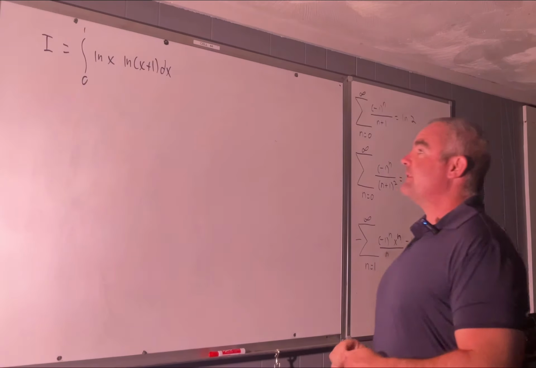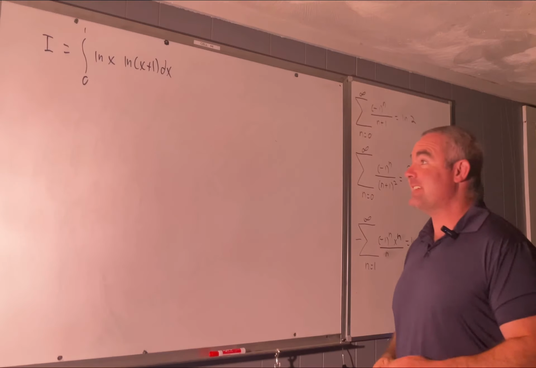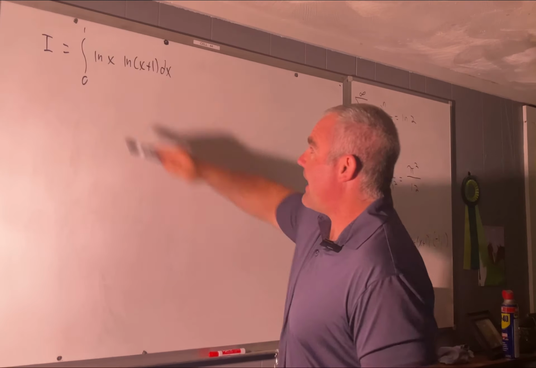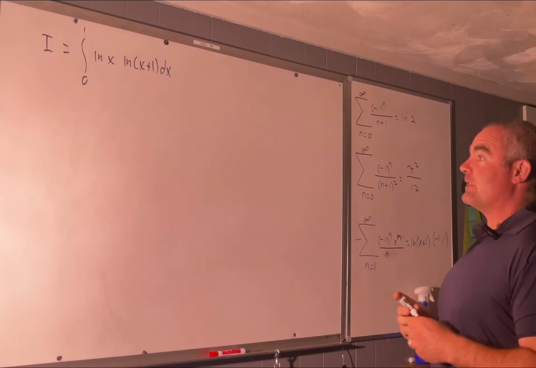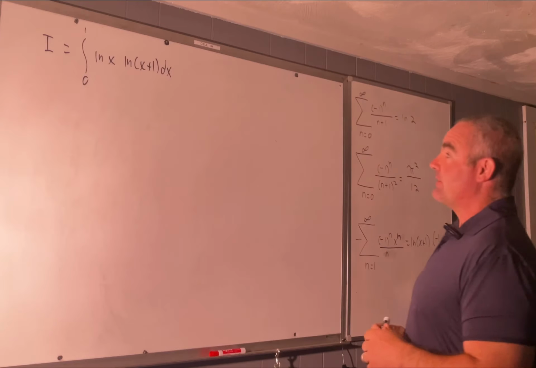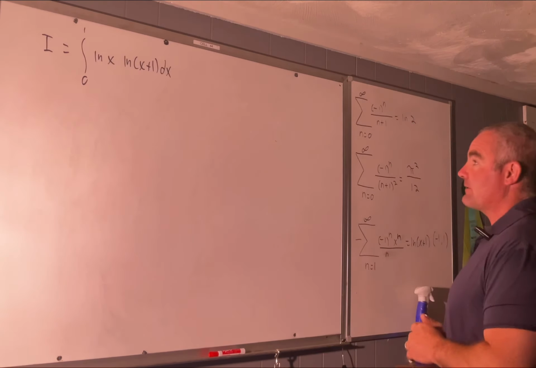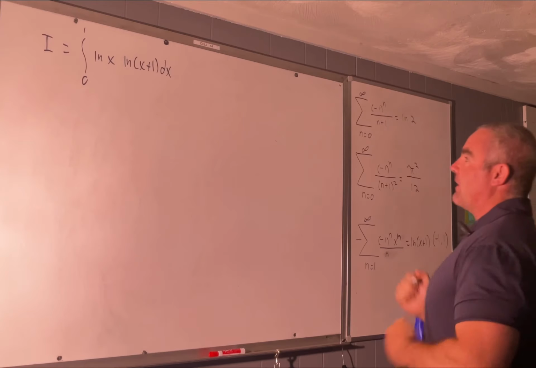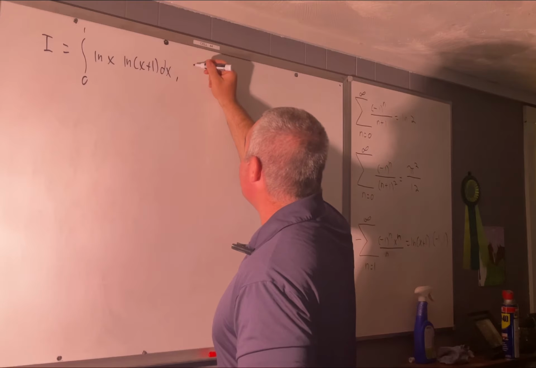All right, oftentimes when trying to solve an integral using Feynman's technique, if you see a natural log x in the integrand anywhere, that's a big clue that your reparameterization is going to involve x to the t. Because when you take the derivative with respect to t of x to the t, you recover a natural log x. All right, so keeping that in mind, let's make the following reparameterization.